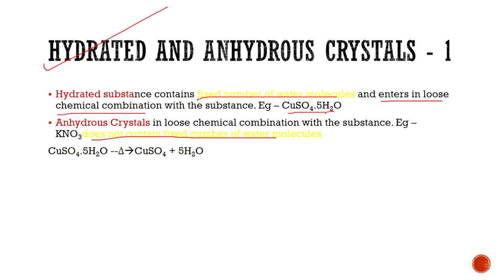An anhydrous crystal does not contain a fixed number of water molecules in loose chemical combination with the substance. For example, potassium nitrate: is there any water content? No. But copper sulfate has water content. How many? 5 water molecules. But KNO3 doesn't have any water molecules. Learn this equation: CuSO4·5H2O gives CuSO4 plus 5H2O.